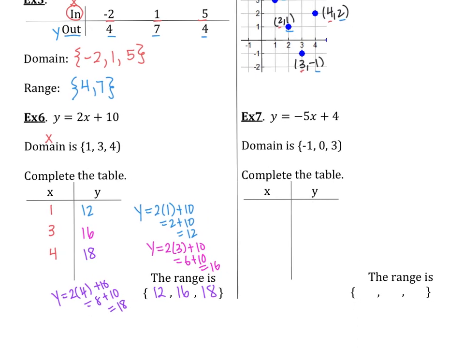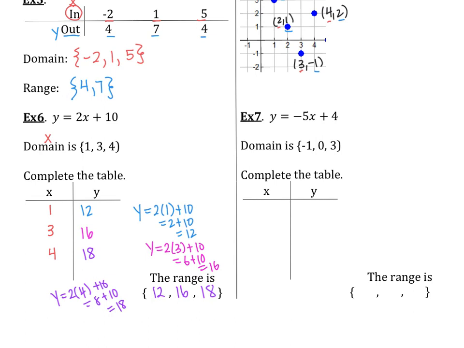Okay, that one is a tricky one, so we're going to do one more just like that. So for example 7, it says y equals -5x plus 4. That's the rule I'm going to follow. For my domain, they are giving me -1, 0, and 3, and they want me to complete the table. Okay, so remember, domain is my x values. So they want me to put -1, 0, and 3 as my input or my x values. Okay, and then I'm going to plug my x values into the equation that they gave me to solve for y, which is this one right here.